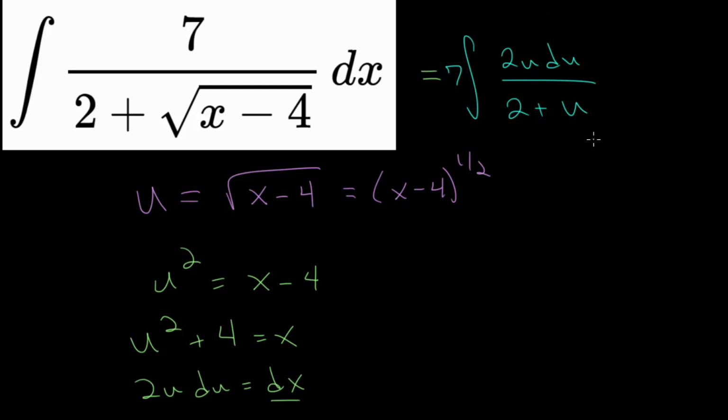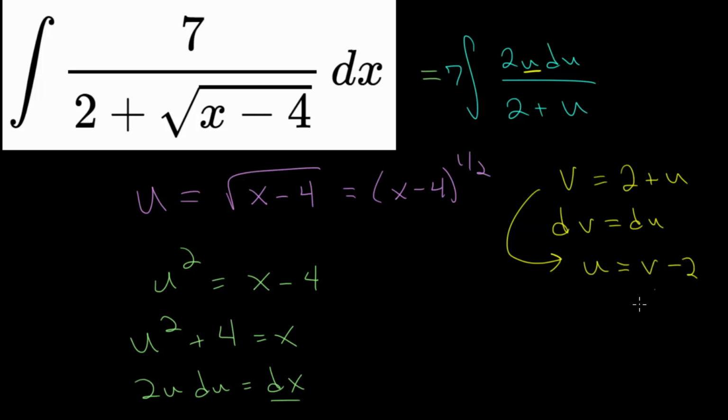We can say that v is equal to 2 plus u, so that dv and du are equal to each other. And since we have u in the numerator, we'll need to rewrite this in terms of u, so that we can plug in what this expression is equal to in terms of v. So let's subtract 2. We get u is v minus 2. So we can plug that in right here, and this denominator will just be equal to v.